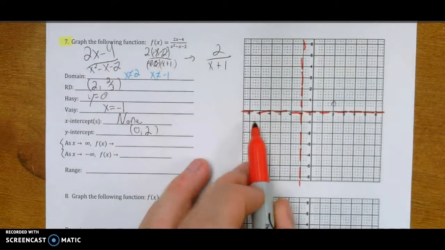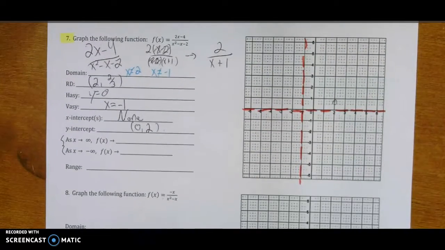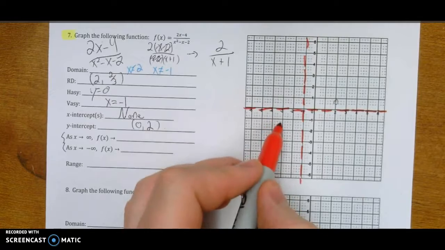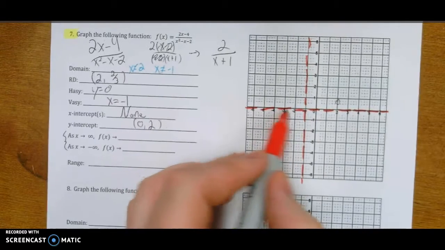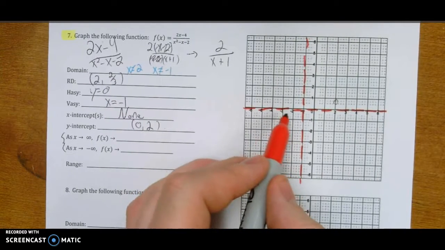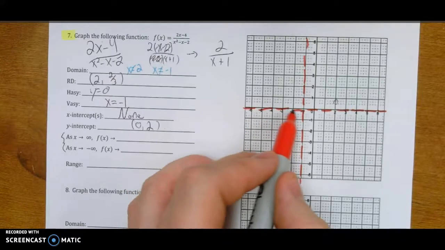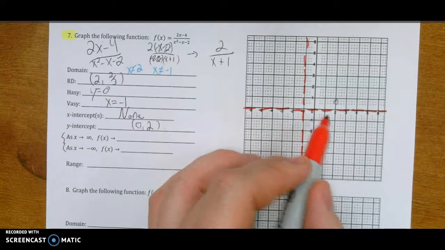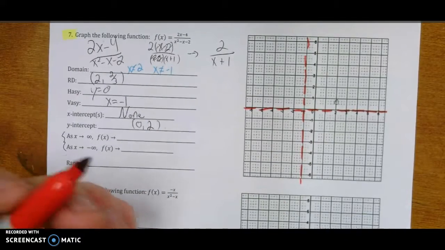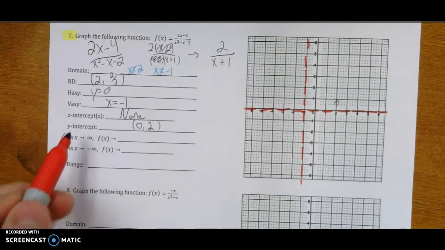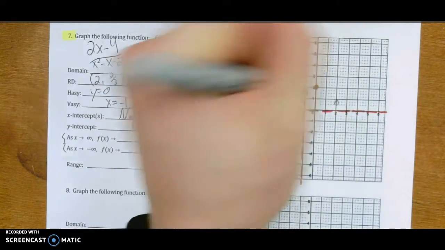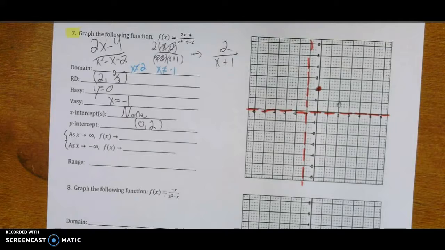X-intercepts, none. So this is very important here. That means our graph, however we draw it, is never going to cross through the x-axis. So for this particular case, our graph is not going to cut through this asymptote, because if it crossed through the x-axis, we would have known about it. Right, y-intercept is at 0, 2. So right there we've got a y-intercept.